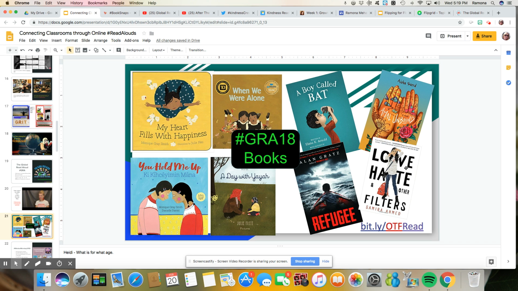And then the high school, the upper grades book was called Love, Hate, and Other Filters. So lots of books at all different levels. If you are a teacher from JK to 12, there is a book in the Global Read Aloud that will work for your class.